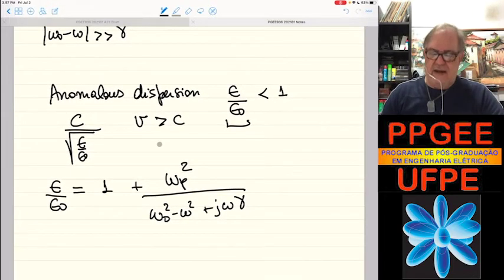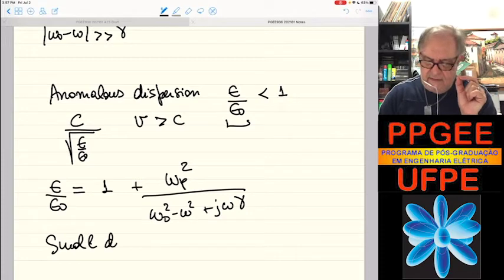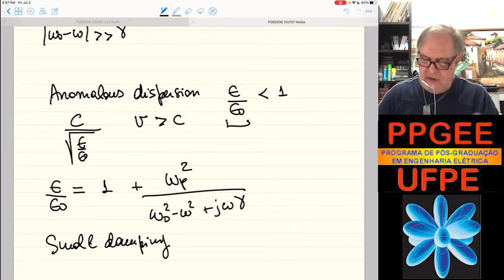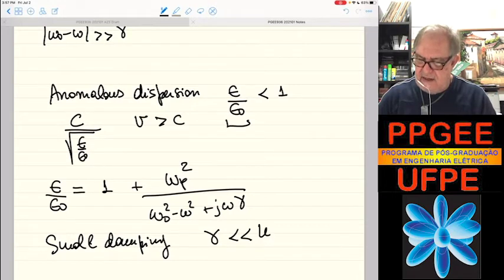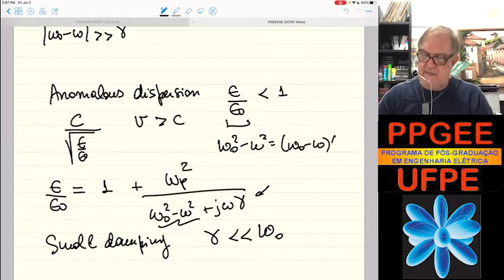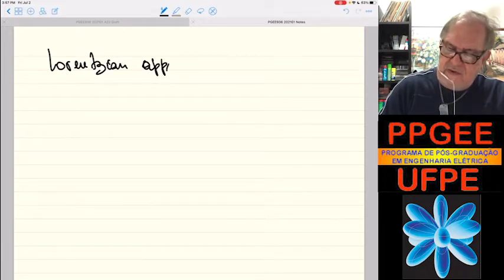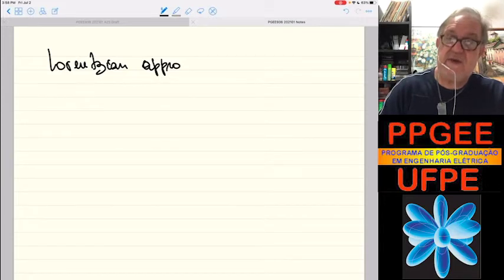So when we are around the resonance, let's say that we have a narrow resonance, a small damping. It means that gamma is much smaller than the resonance frequency. I'm going to break this here like this: difference times the sum. So when we are around, let me write down here, Lorentzian approximation, which is very used in resonating systems.